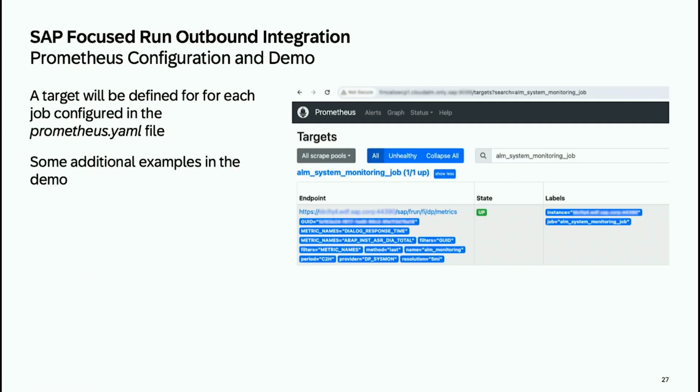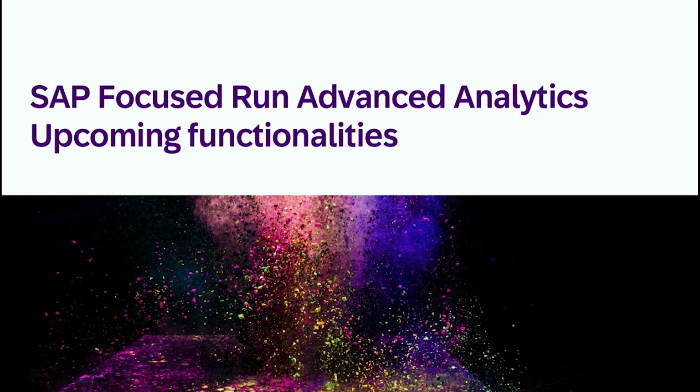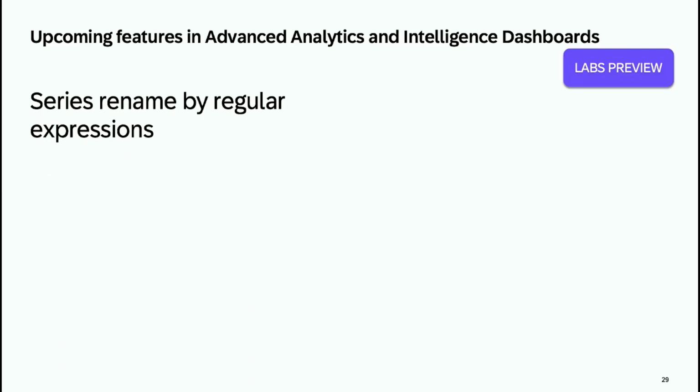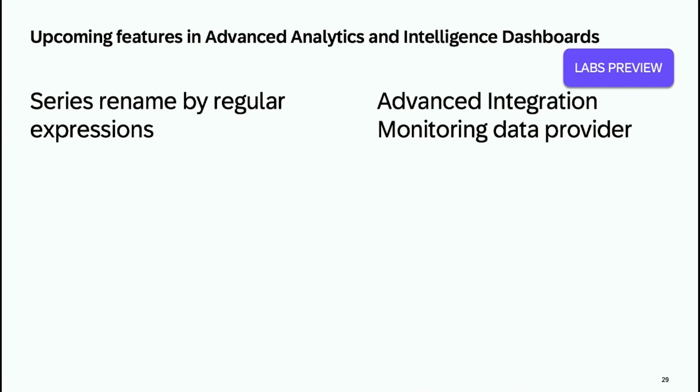Okay, so this is what I just showed you live, so no need to go into further details. Upcoming functionalities. This is a lab preview, first of all, but I will show you two things. First, a functionality that we call series rename by regular expression. Whenever I hear about regular expressions, I'm a little bit scared, but it's not so concerning, I promise. And then a new data provider, the advanced integration monitoring, which was also requested by many customers.